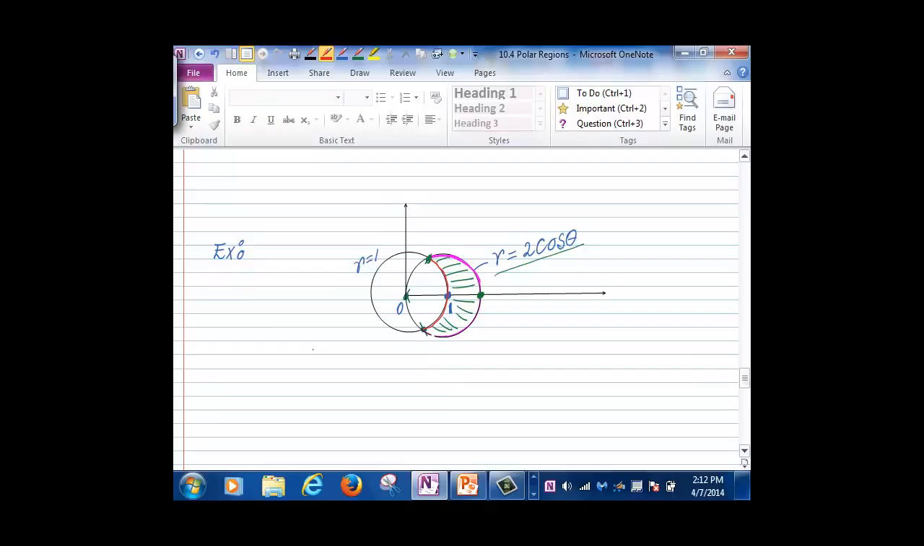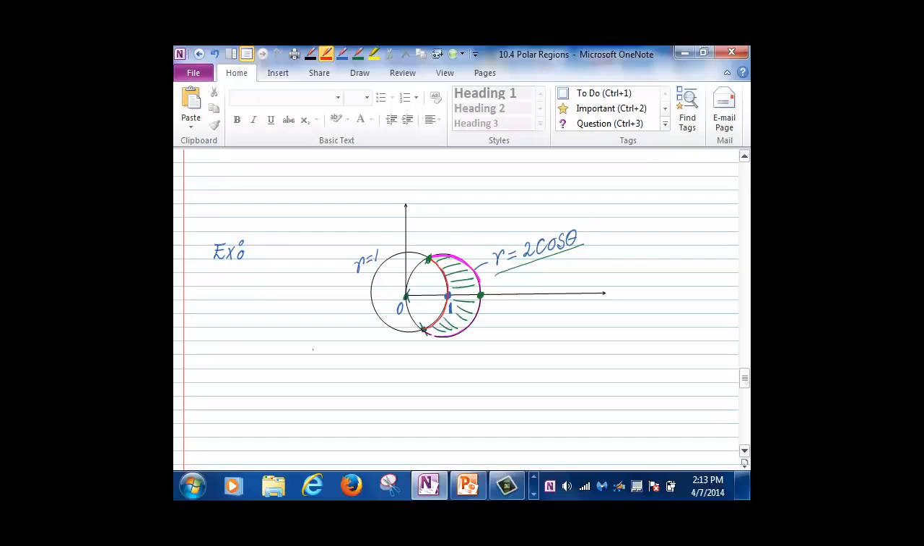In this example, I have two curves. The curve R equals 1, that's just the circle of radius 1 centered at the origin. And then remember I drew the graph of R is 2 cosine theta. The graph of R is 2 cosine theta is what?